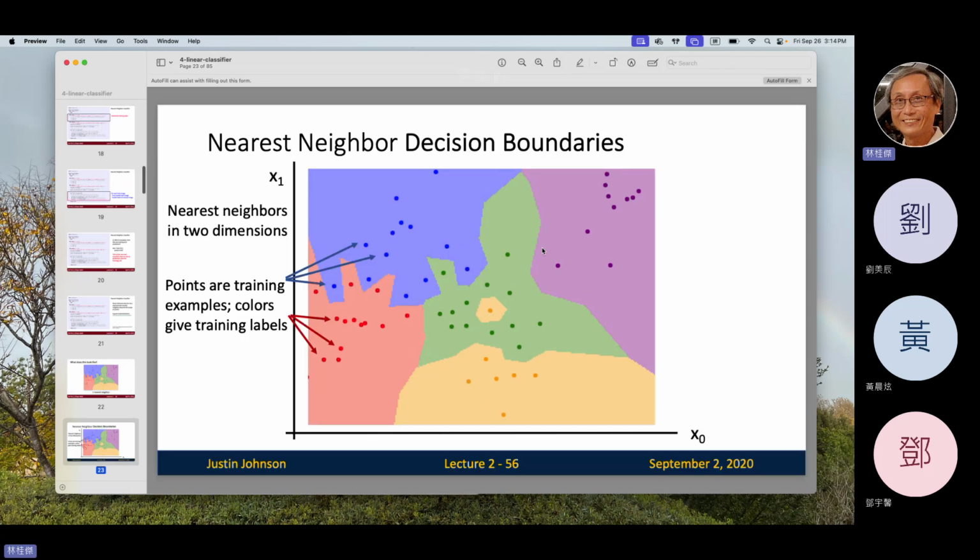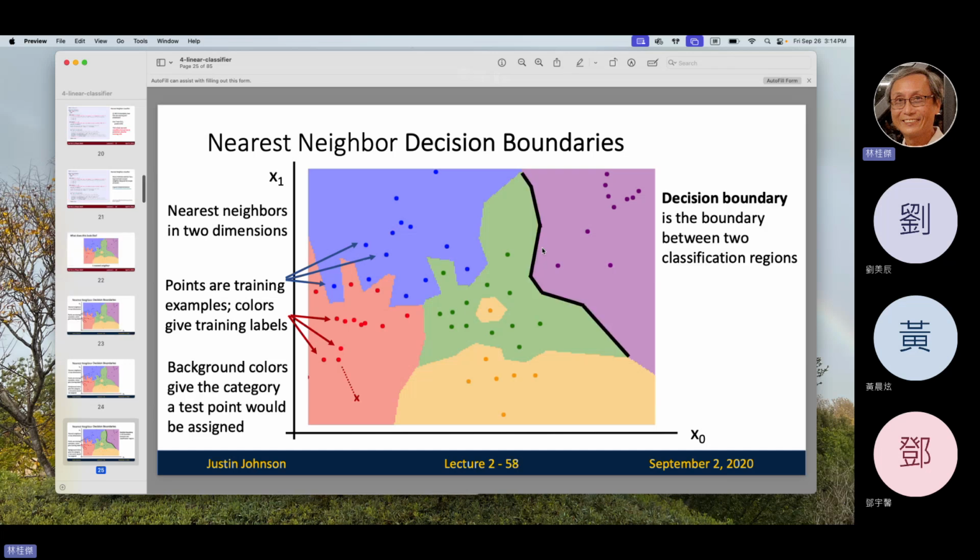Now, the one nearest neighbor, this is what I just mentioned: these are the training examples, and so this is going to define the decision boundary for each of the correct answers. The decision boundary between two different classification regions is going to be right around here.